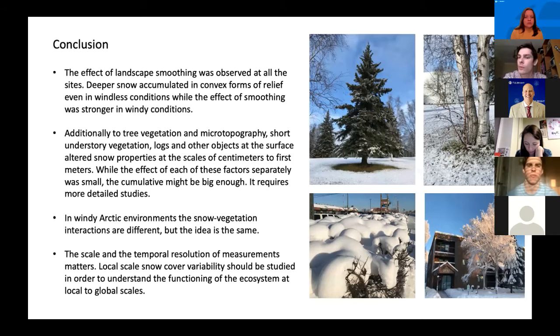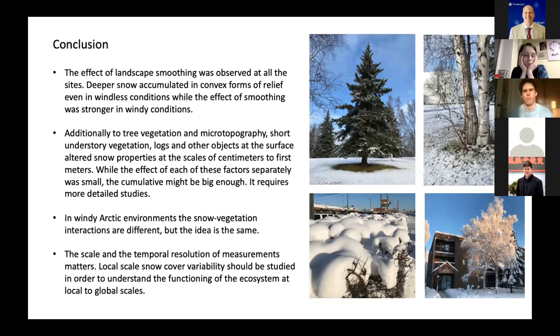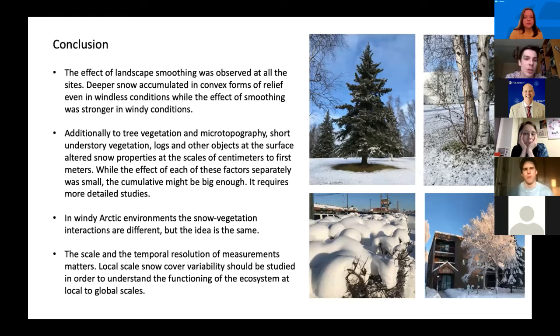And while the effect of each of these factors separately was small, the cumulative effect might be big enough, and it requires more detailed studies. It's also important to mention that the results of the study are only representative for very similar climates like Alaska, but in windy Arctic environments and in warm Moscow region environments, the snow vegetation interactions would be pretty different and result in different processes and different snow properties. But the whole idea is the same.